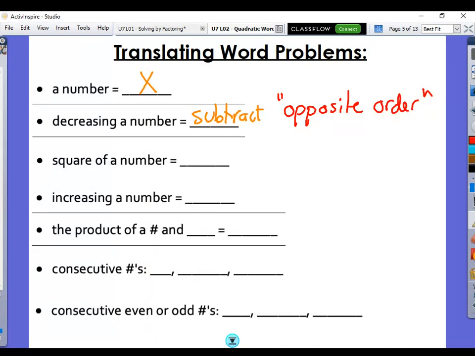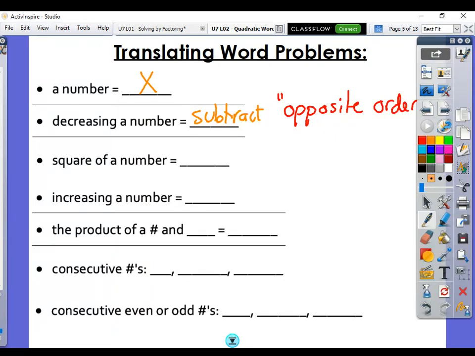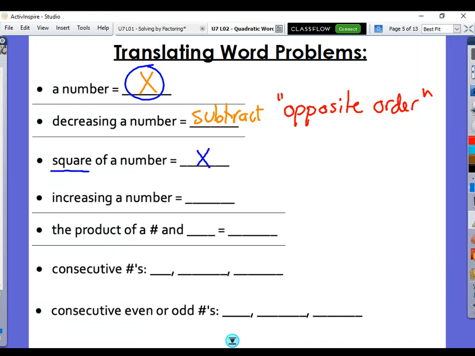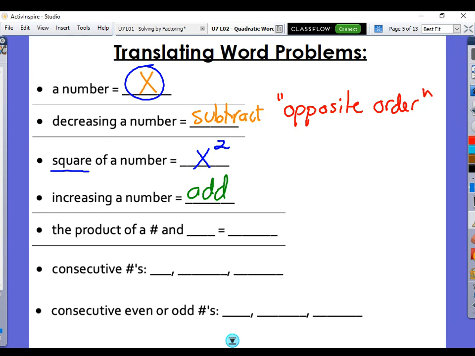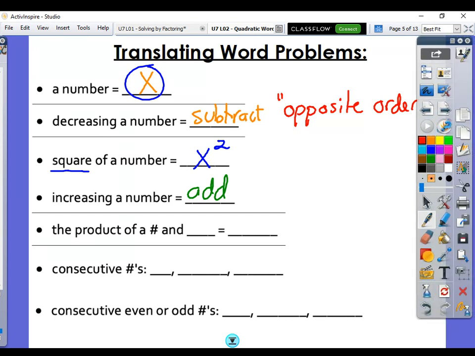Opposite order. The square of a number, that's a new one for you guys, but we already know that this is the number, so the square of a number is simply that x, and it's being squared, right? Increasing a number, that one should be pretty easy. We're simply adding, right? It's not the opposite order, but it's adding. We can do the opposite order if we want to.